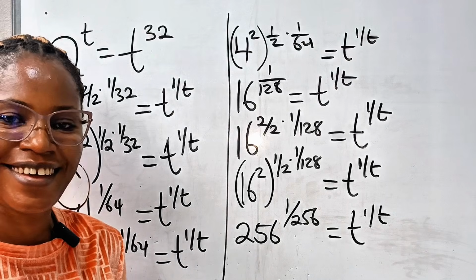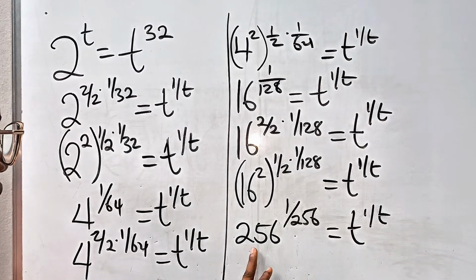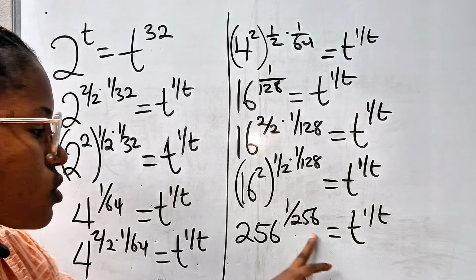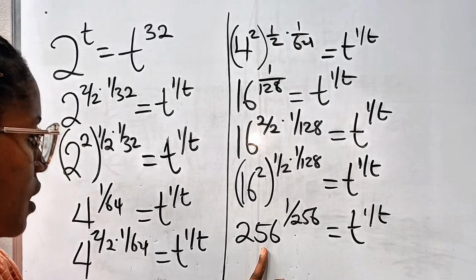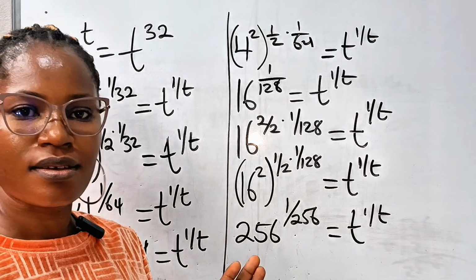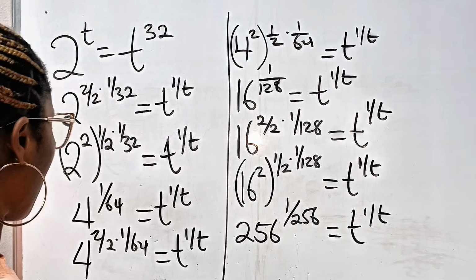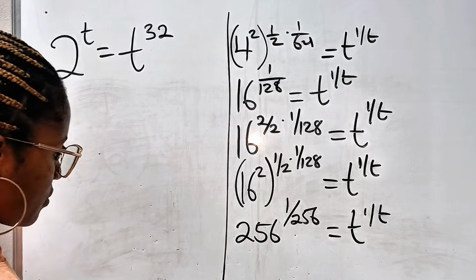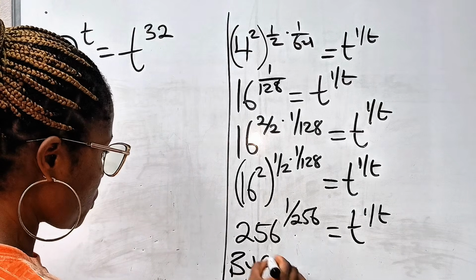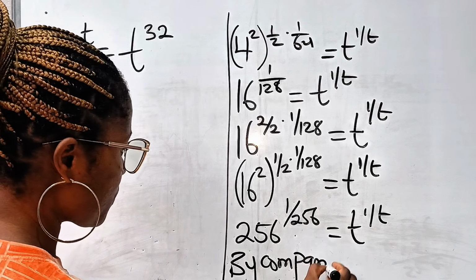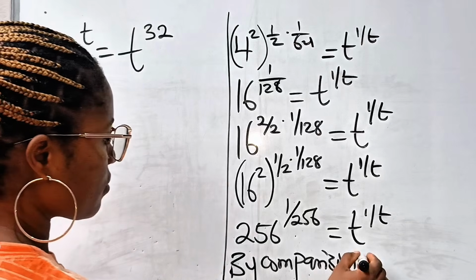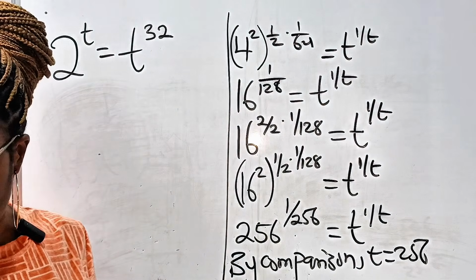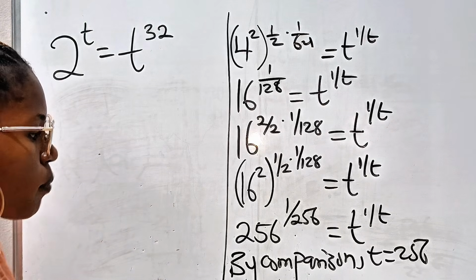Now, yes, you can see we have 256 to the power of 1 over 256. So if I call this t now, this is t raised to the power of 1 over t. Now, by comparison, we are going to prove if we are right anyway, so don't worry. So by comparison, our t is equal to 256.